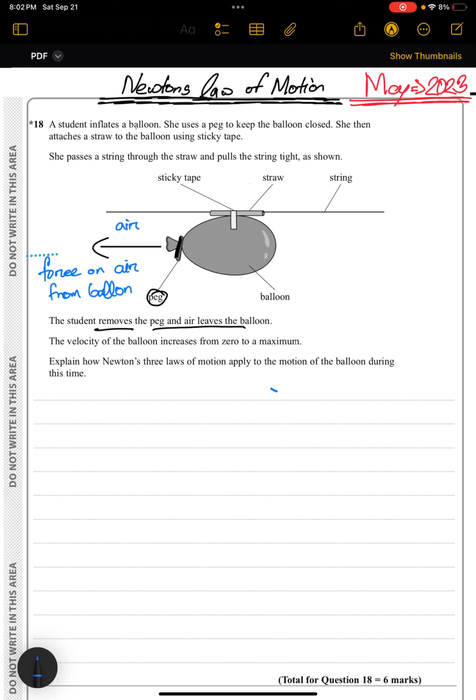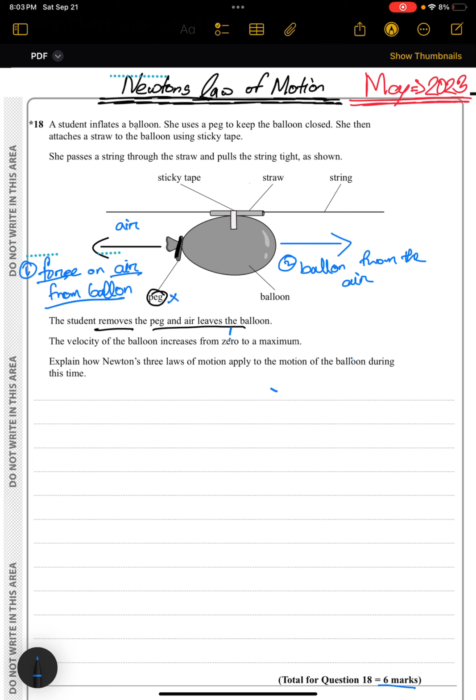So when the air is coming out of the balloon, when this peg is removed, there is a force on the air from the balloon. As we all know, according to Newton's third law, there will be an opposite and equal force acting on the balloon from the air. So by writing these two things, we will get 2 marks, but this question is of 6 marks, so we have to write another 4 points in order to gain the full 6.